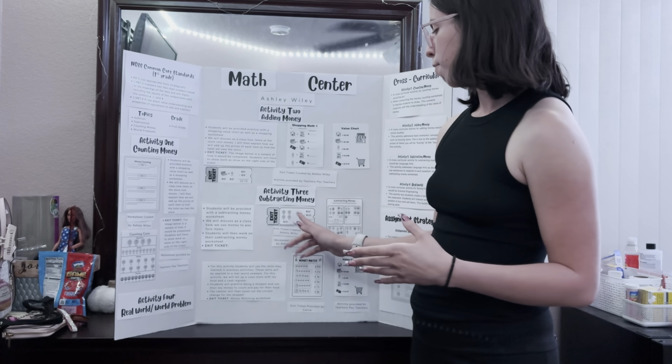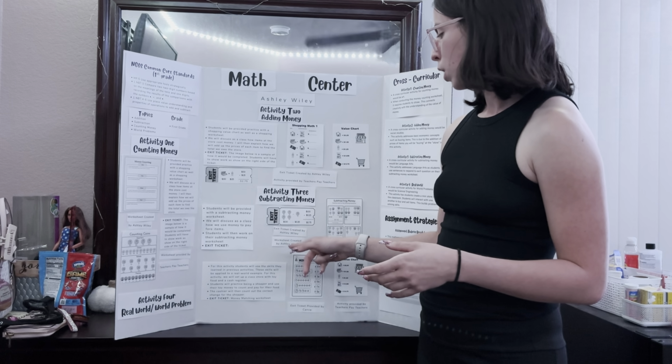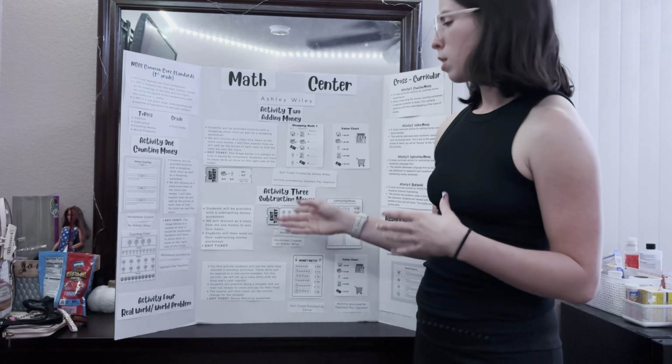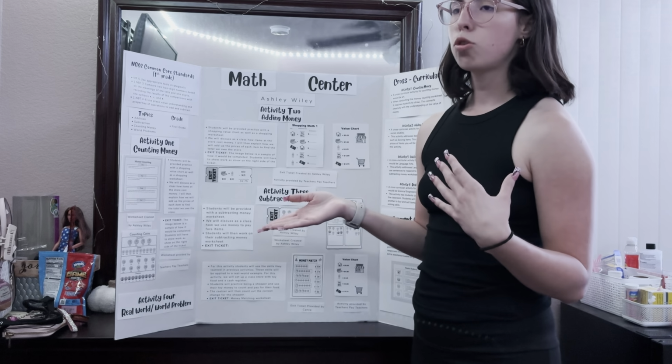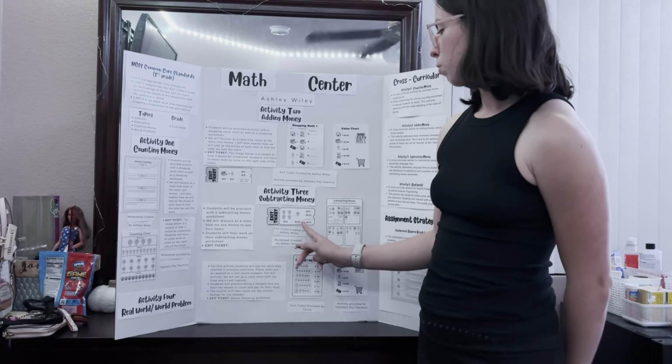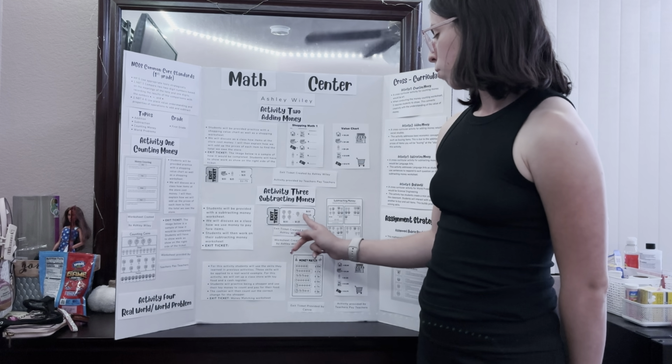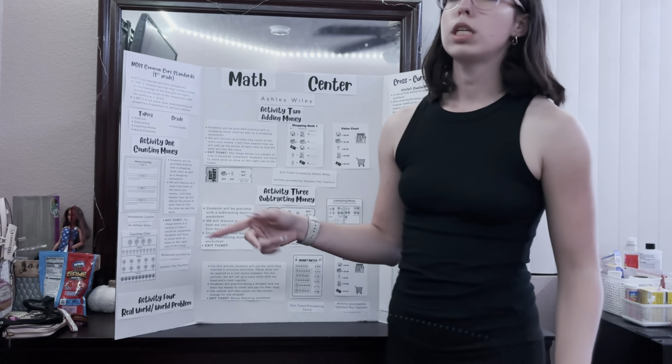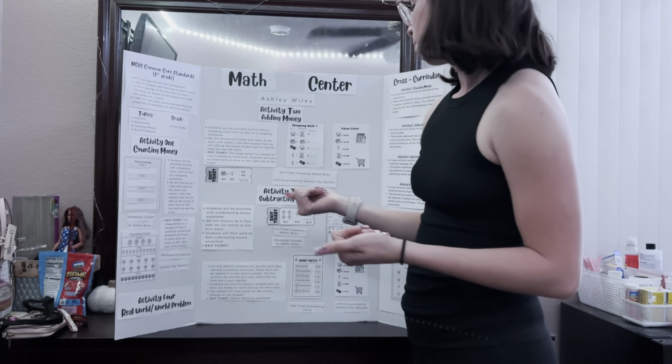Students will only have the images of the coins, and they will have to put their answer. So I put a simple one: 4 quarters, which is $1, minus 1 quarter, which is 25 cents. And then it would just be $1 minus 25 cents equals 75 cents.